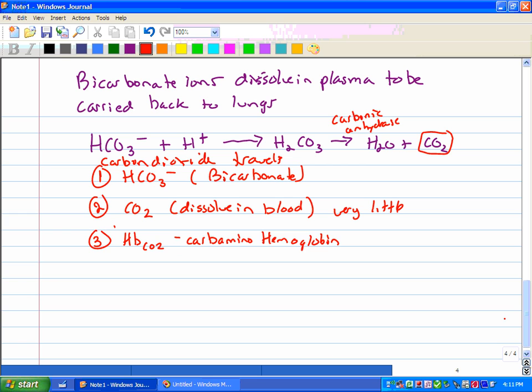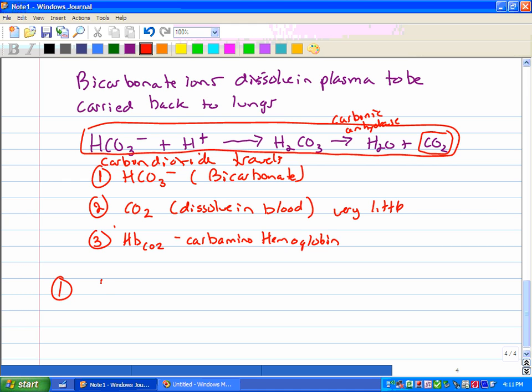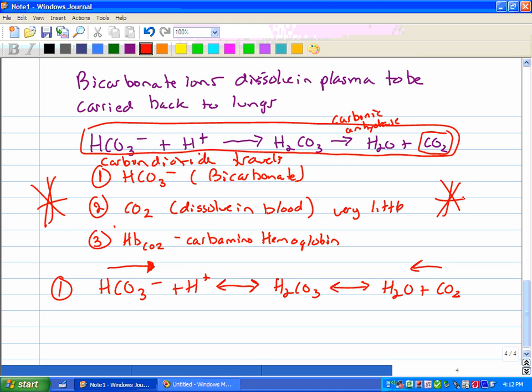Okay? So just to summarize, these formulas here are the ones that you're going to want to know. So we have one formula: HCO3 minus plus H plus, H2CO3, H2O plus CO2. They go either way. It all depends on where it is in the location. Okay? If you're trying to dissolve the CO2, it's going to go this way. If you're back at the lungs and you want to get that CO2 back so you can get rid of it out of your lungs, it's going to go that way. This will be what we spend the vast majority of our time doing in class.